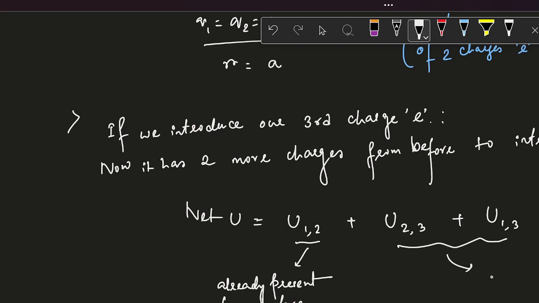And these two terms are newly introduced terms due to the newly placed E charge at 3 interacting with the 2 previous charges at 1 and 2.